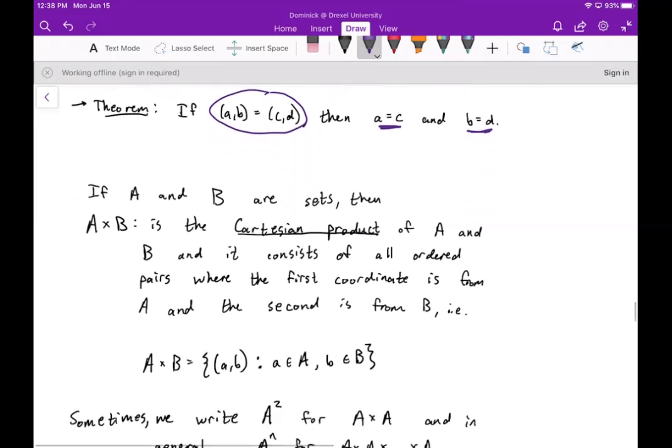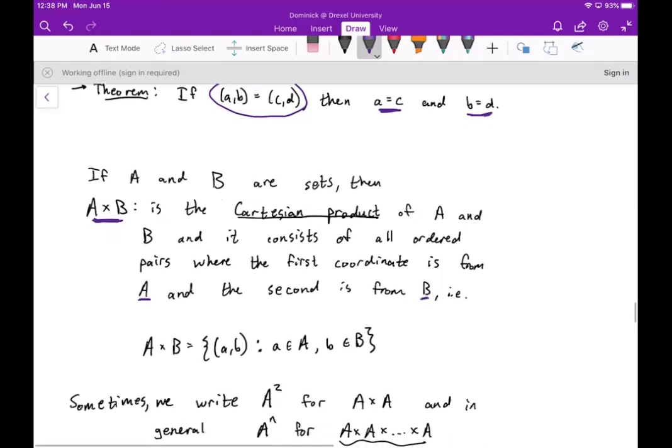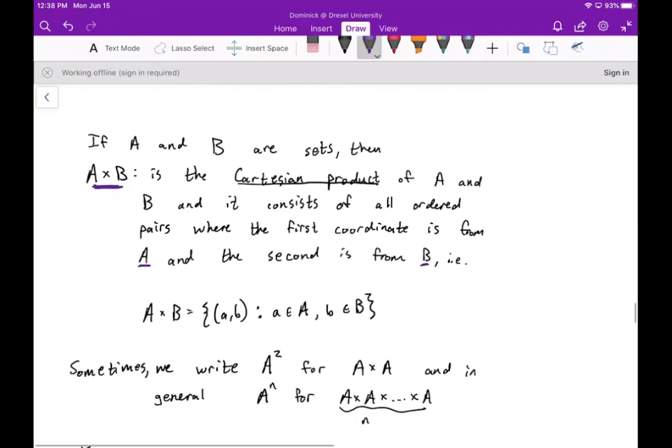Now, if we have two sets A and B, then we consider A cross B to be the Cartesian product of A and B. What this Cartesian product is, is that it's going to consist of all ordered pairs where the first coordinate is from the set A and the second coordinate is from the set B, right? So A cross B is the set of all ordered pairs (a, b) such that a is in A and b is in B.